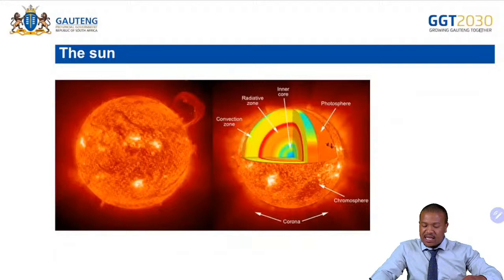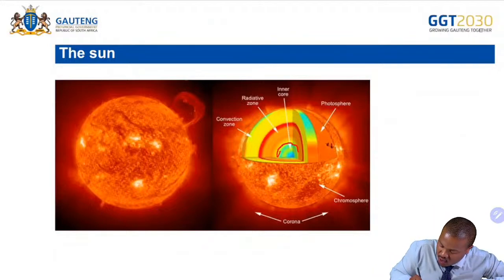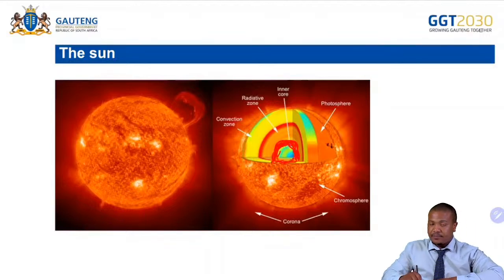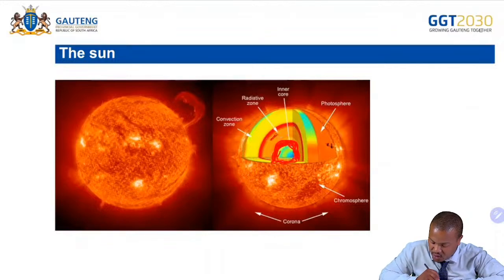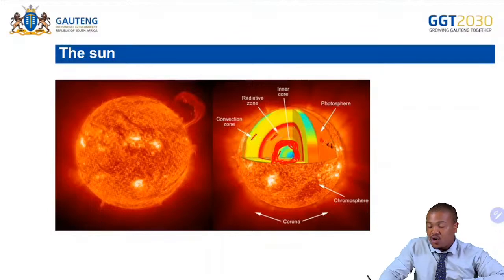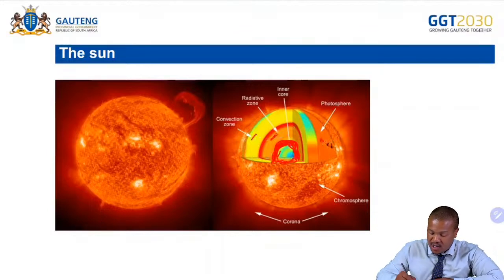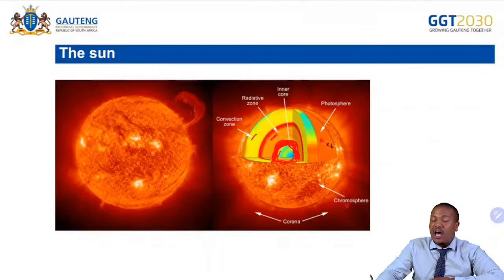Now looking at the sun here, here is the inner core of the sun, right? If we were to dissect the sun or cut the sun open, here is our inner core of the sun. Then we have zones such as the radiative zone, we have the convection zone, and also the photosphere, right? Then we have the chromosphere as the outer layer.